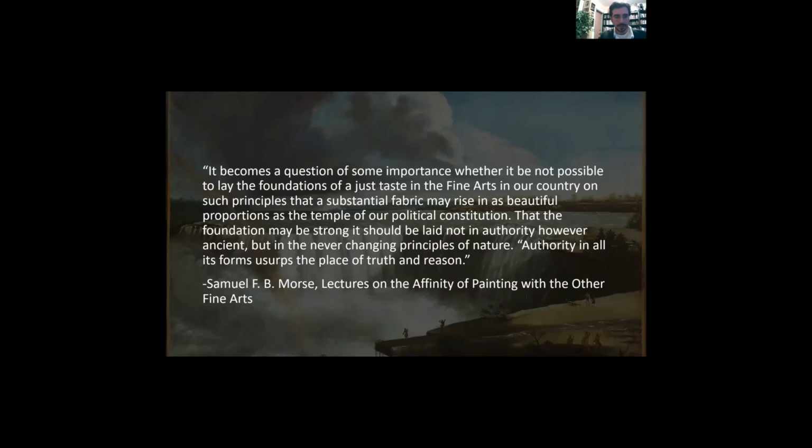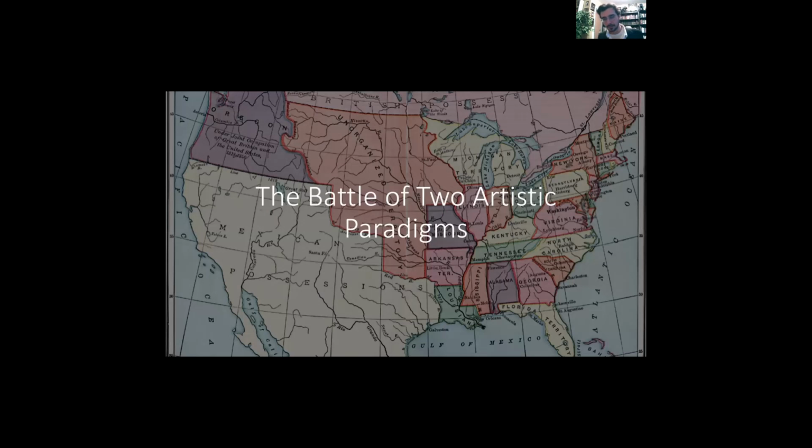So on such principles, a substantial fabric may rise in as beautiful proportions as the temple of our political constitution. That was a big problem. How do you do it? Because it really wasn't happening very much. Even though the U.S. had been around for almost 50 years, there really wasn't a strong aesthetic tradition, not in the music, not in really painting or architecture at this time.